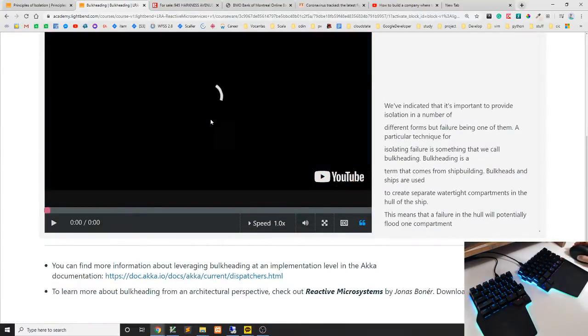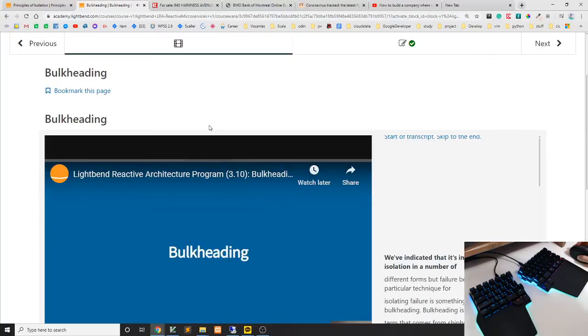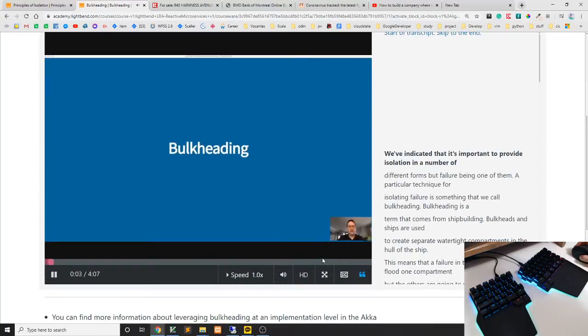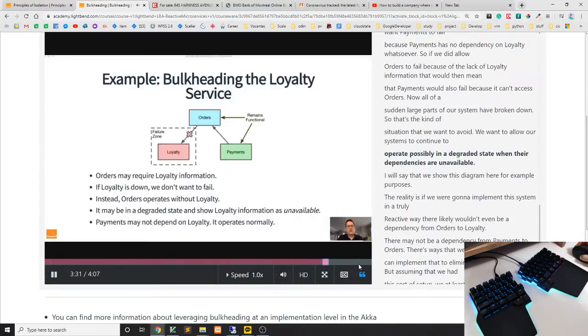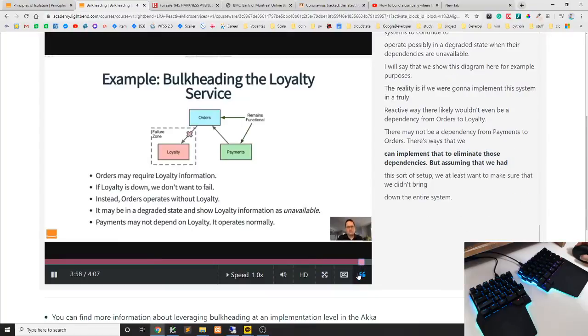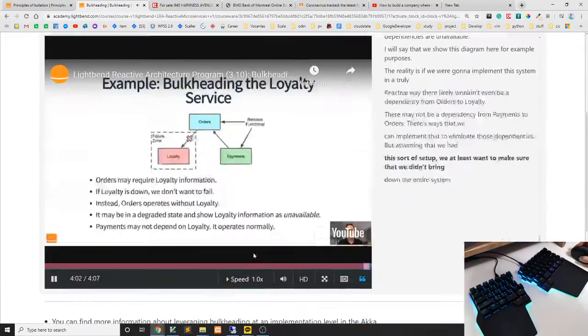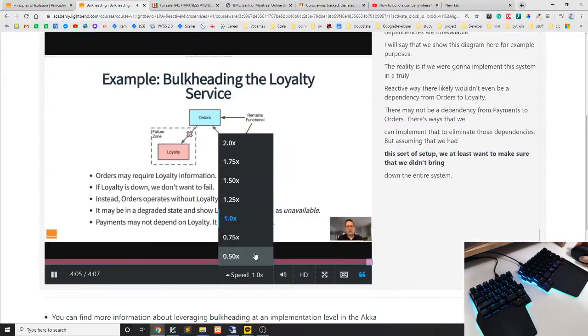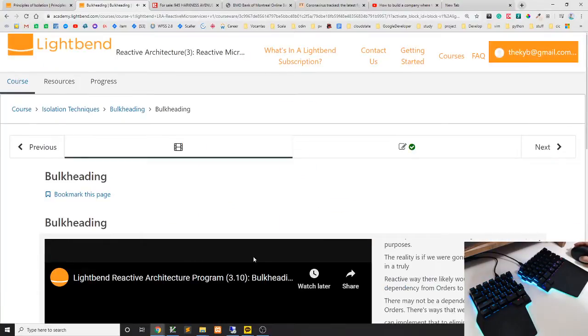We've indicated that it's important to provide isolation and to continue to operate despite possible dependency failures. But assuming that we had this sort of setup, we at least want to make sure that we didn't bring down the entire system.